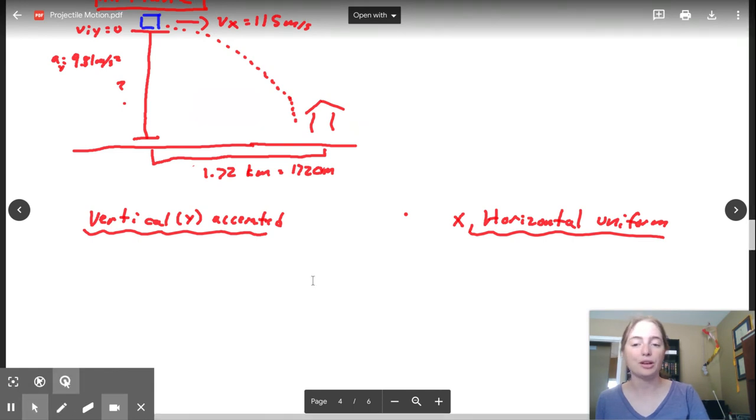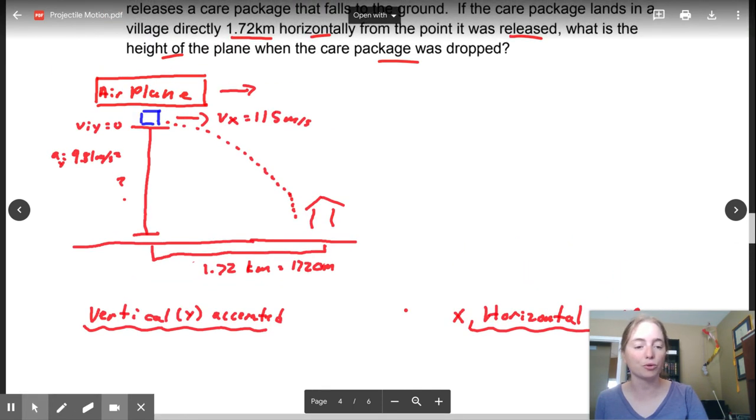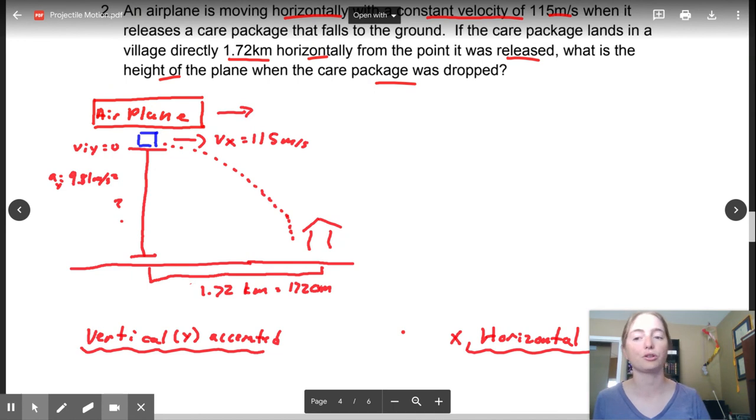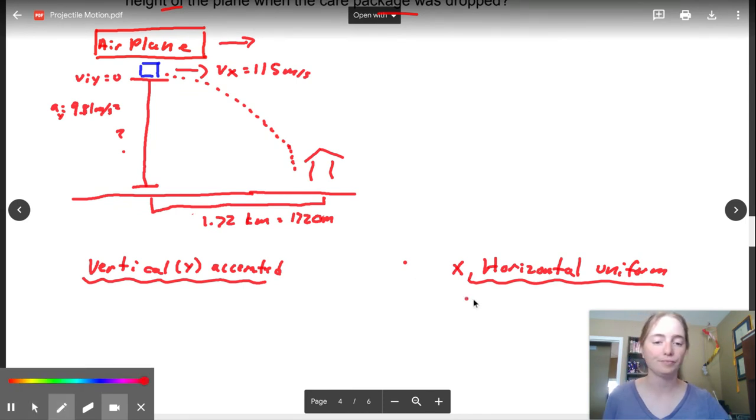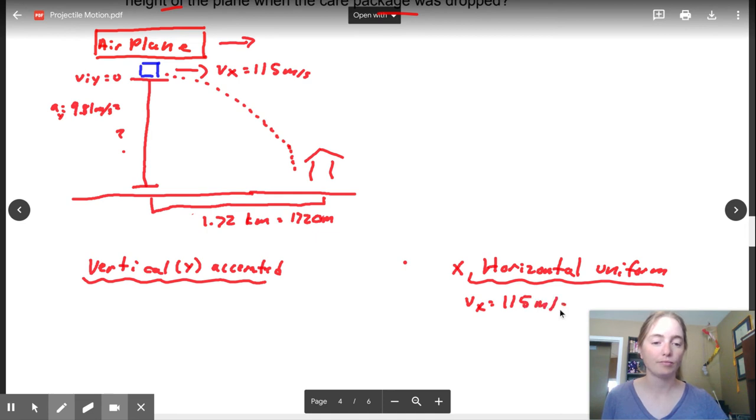Okay. So now we're going to list out all the values we have, and we're going to sort them into vertical and horizontal components. Well, my Vx is 115 meters per second. It's uniform, so I only have one V. And my ViY, that's implied to be 0.